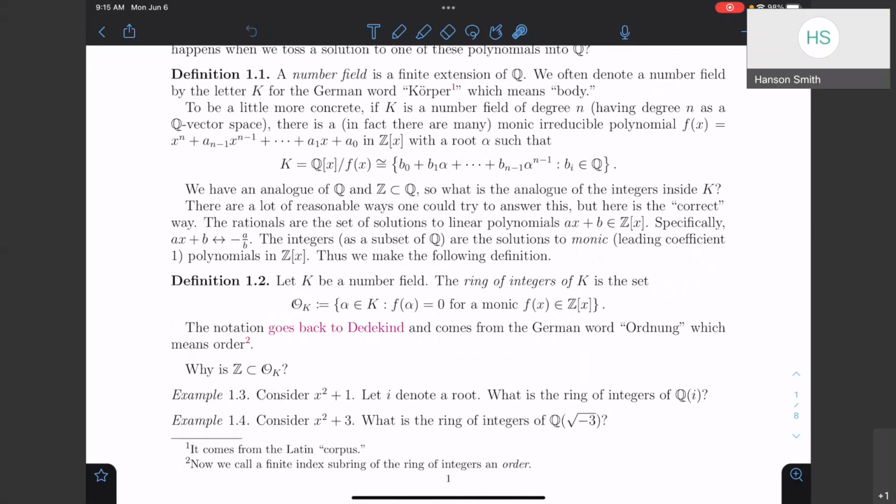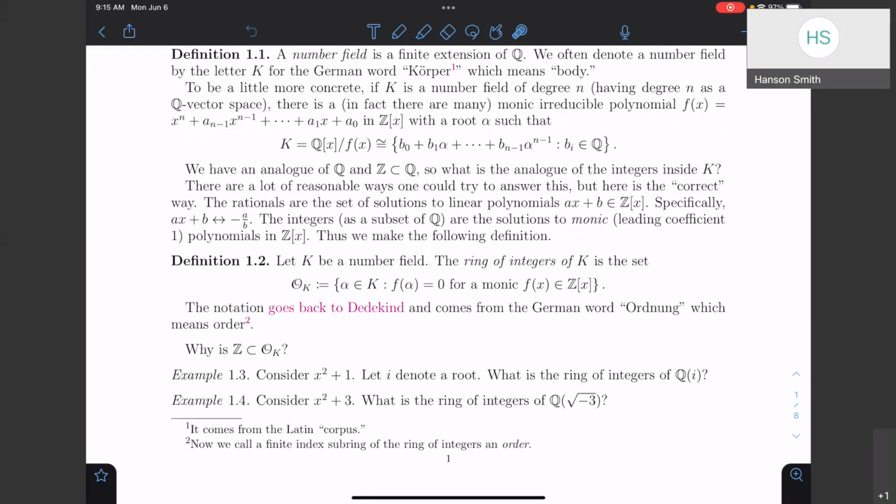Okay, so you can ask, what's the analog of the integers? There are a lot of reasonable ways to answer this, and historically there were a lot of potential answers, but I'm just going to cut to the chase and tell you what the quote unquote right answer is. So how do we think about the rationals? Well, I can think of the rationals as the set of solutions to all linear polynomials in Z adjoin X. And ax plus b is a nice linear polynomial, and that corresponds to the rational number given by the root of that polynomial, minus ax over b.